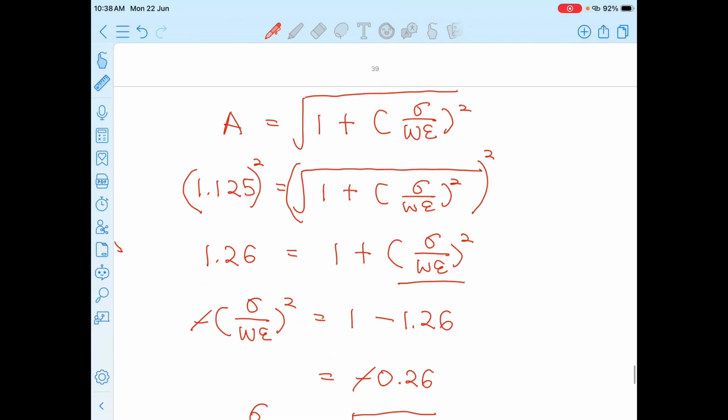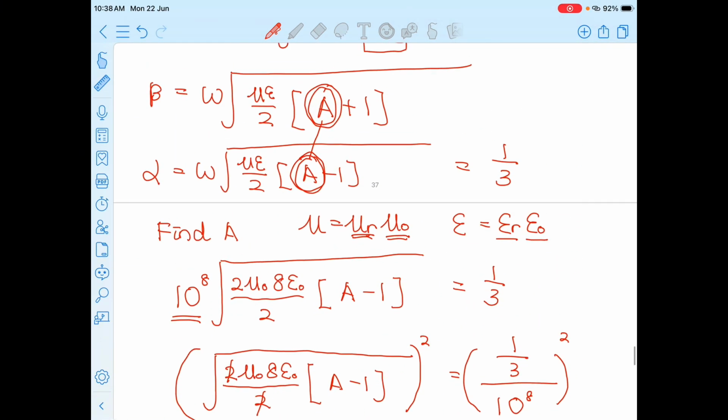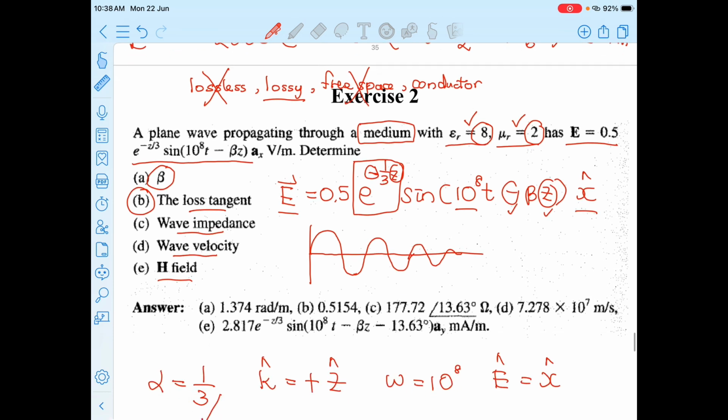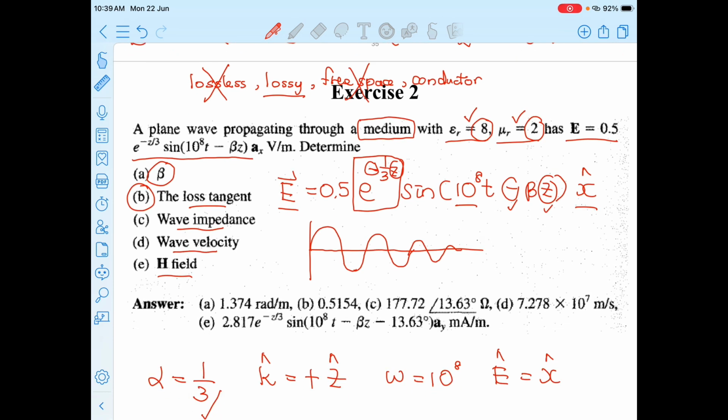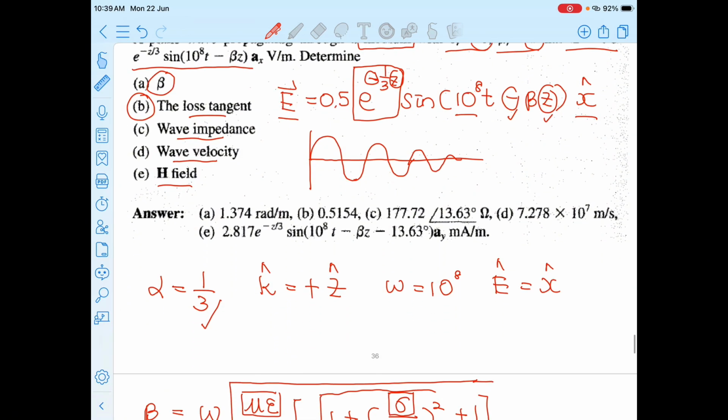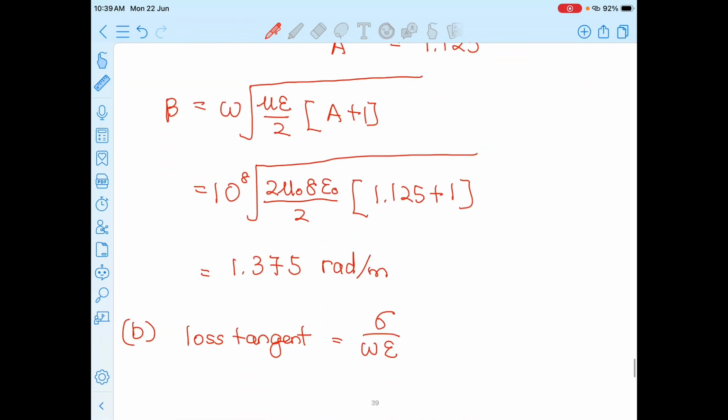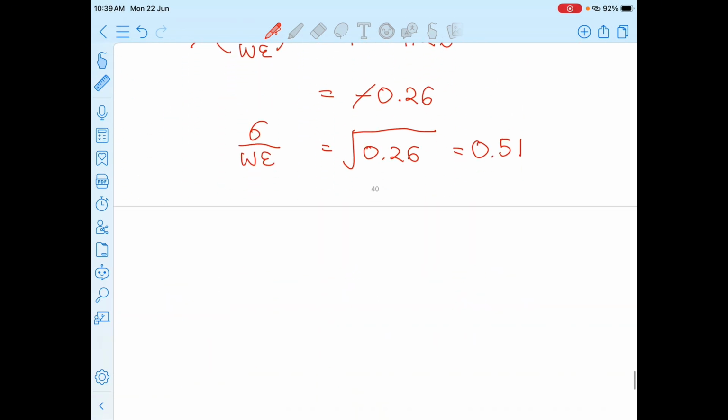Next, let's find the third one. This is question C, the wave impedance. How to calculate the wave impedance? The wave impedance is the intrinsic impedance, the eta. There are two ways for you to do it. First is by using the formula.